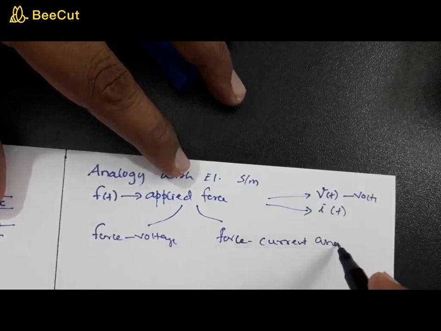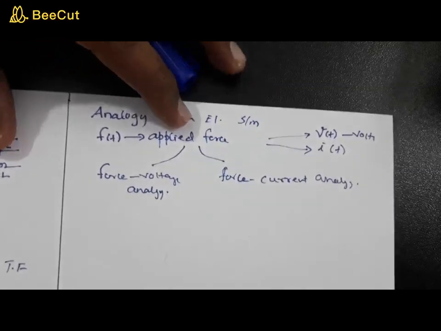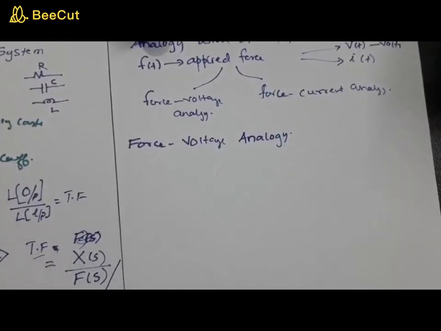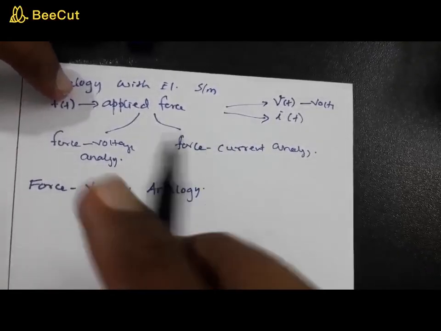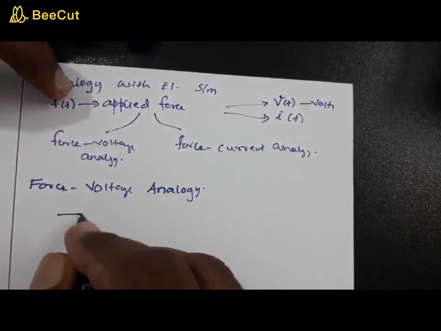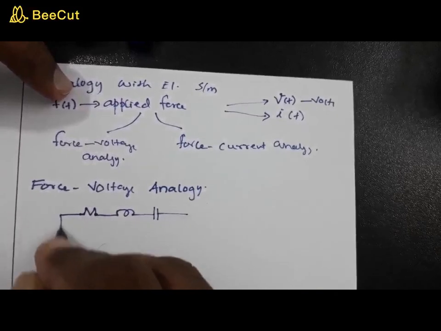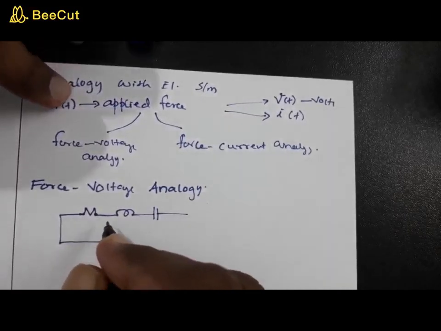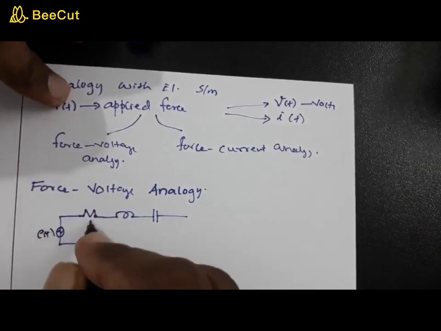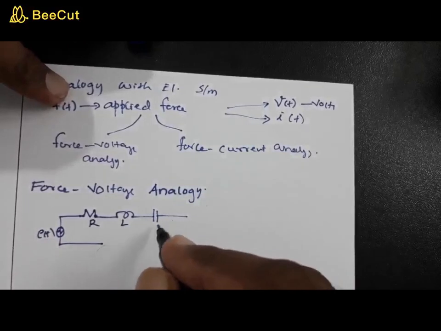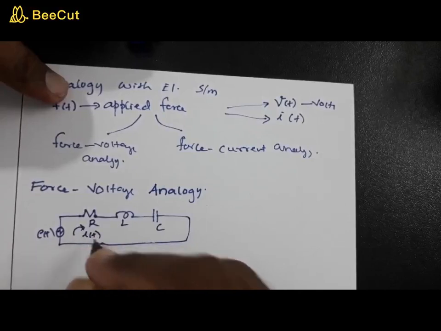Okay, right? So this is also analogy, right? Okay, now to find the force voltage analogy, you should consider a series RLC circuit. Okay, so consider any series RLC circuit, say with some e of t applied to R, L and C. So this will be generating a current, say i of t.